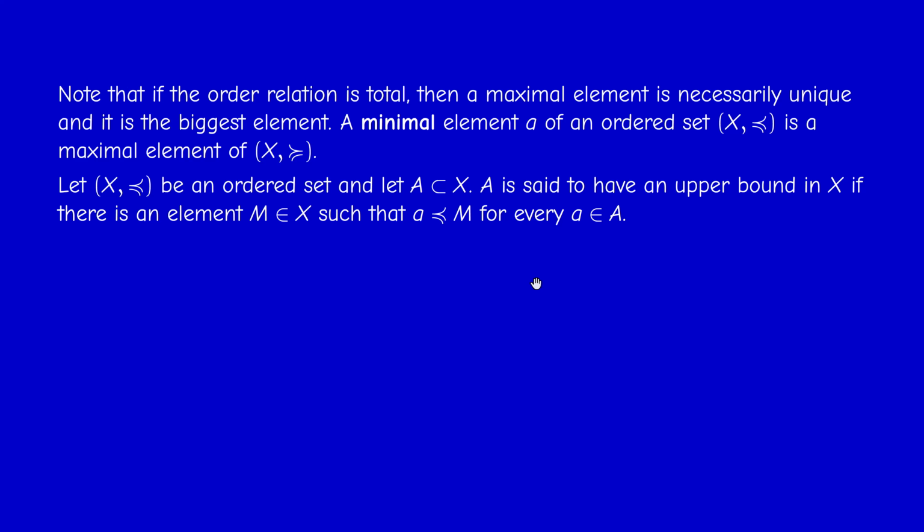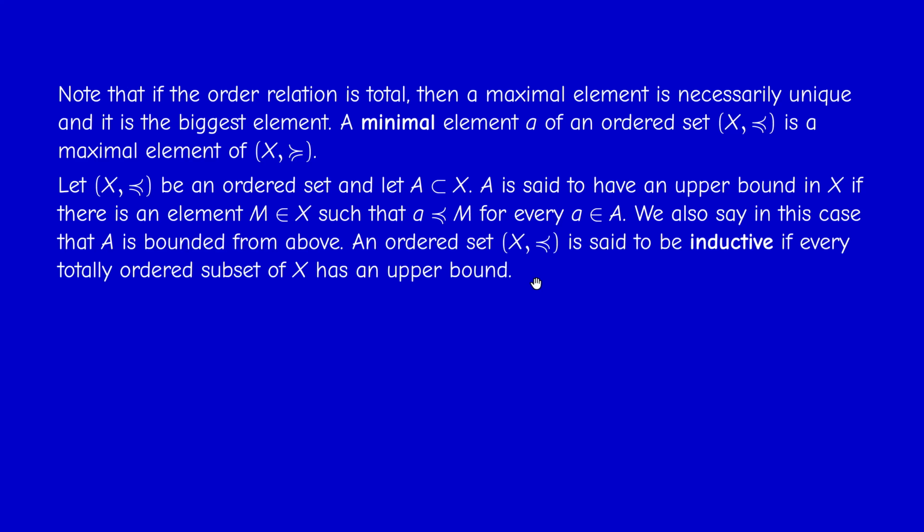We can give such examples in R already. For example, minus infinity to 0, open, is bounded from above by 0 or by 1, but it doesn't mean that 1 is in the set. So we have the notion of bounded from above and of course bounded from below, same thing. And what does it mean that an ordered set is inductive? An ordered set is said to be inductive if every totally ordered subset, and we call this a chain, of X has an upper bound, or is bounded from above.